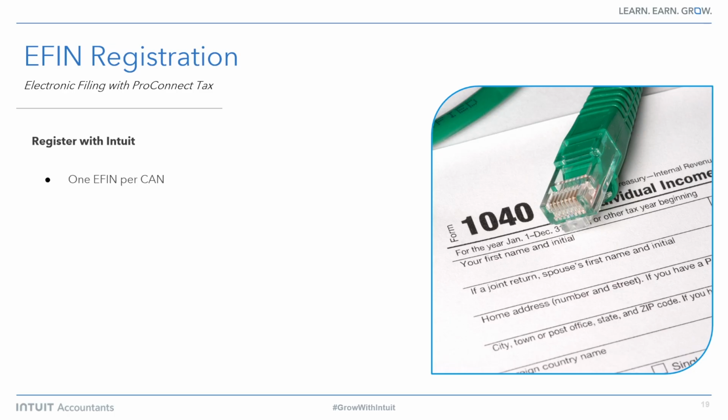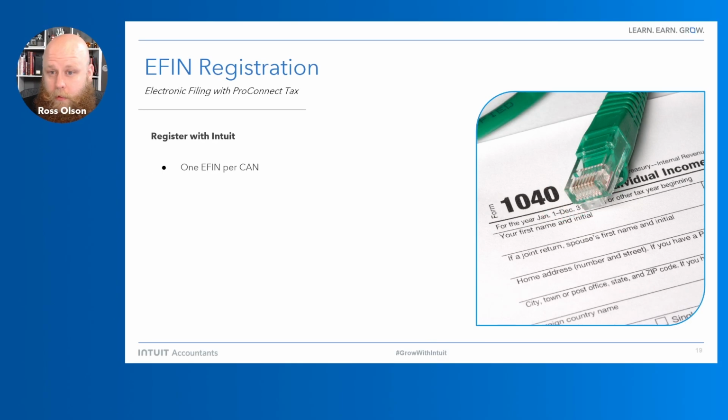As I had mentioned earlier, there is one EFIN per CAN. So again, this is more of a licensing matter, but also security. It usually isn't the case that a firm or a location will have several EFINs to file from, but also from the point of licensing, it's not allowed to have multiple EFINs per account. So keep that in mind.